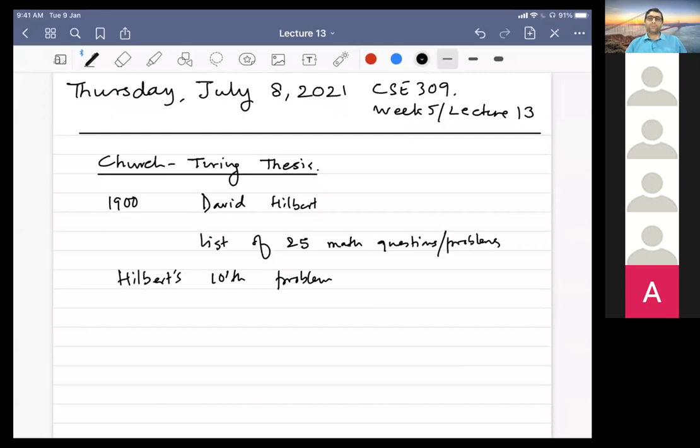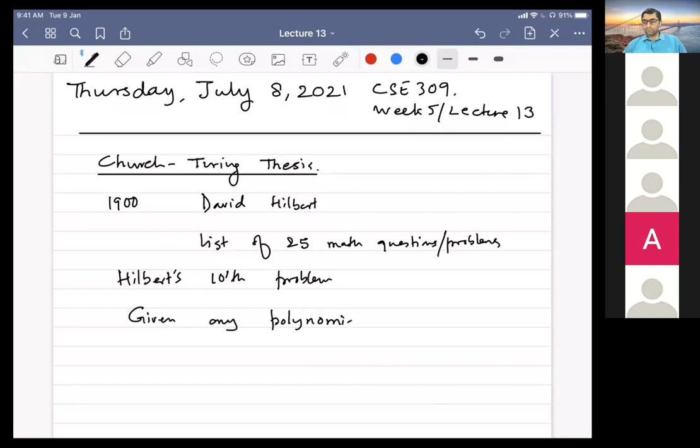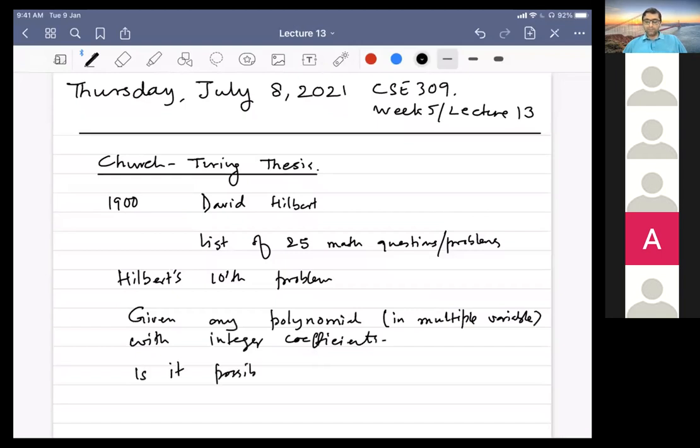So let us talk about what this problem is. Hilbert wanted to come up with a method such that, given any polynomial in multiple variables of any degree, with integer coefficients, is it possible to find all integral roots?